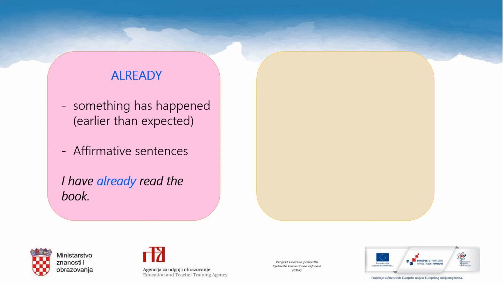Already tells us that something has happened, usually earlier than expected. We use already in affirmative sentences. For example, I have already read the book. And where do we put already in a sentence? As you can see here, already comes between the verb have or has and the main verb of the sentence.